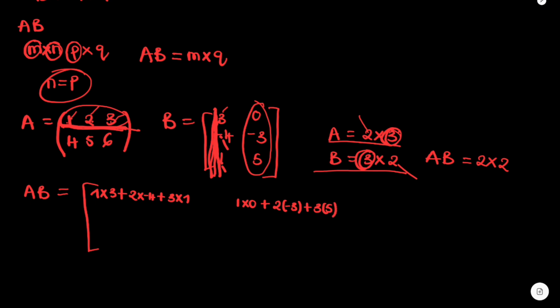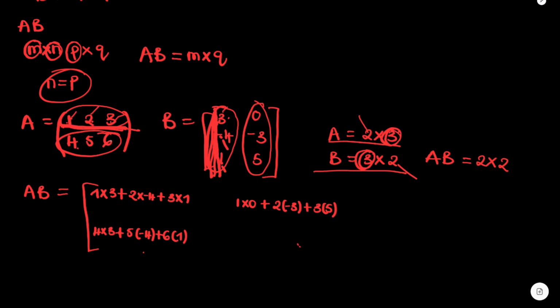So that is the second case. Okay, the third case, this element here, we take this times this. So we have 4 times 3 plus 5 times -4 plus 6 times 1, and that is it for this element.